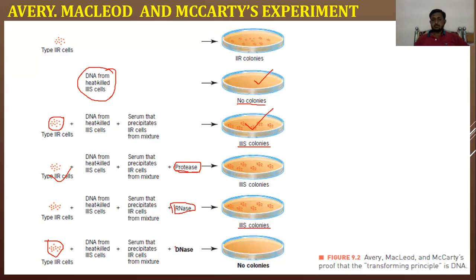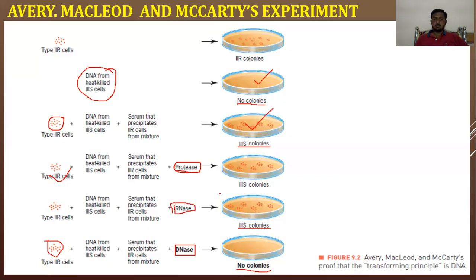DNase is another enzyme which breaks down the DNA. So they use the DNase enzyme. After the treatment of DNA, again they inoculated that mixture on the nutrient agar plate containing the same type of media, and they observe there is no growth of any kind of S type or R type colony.